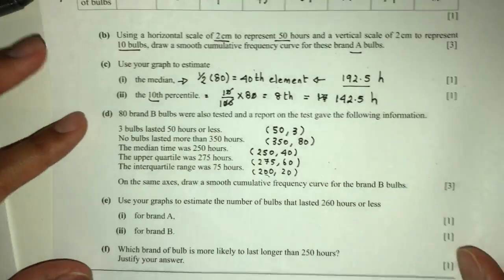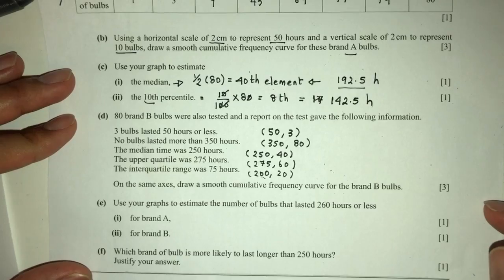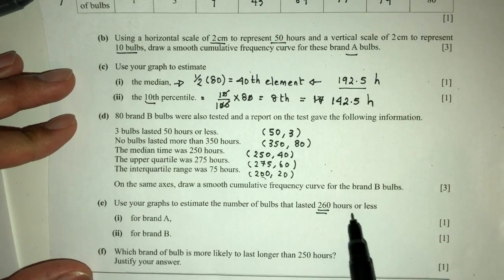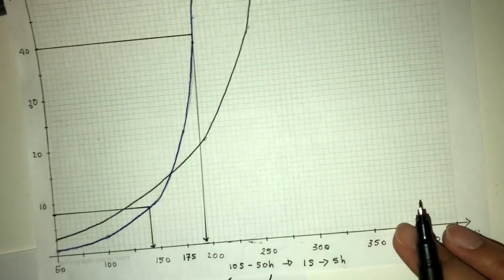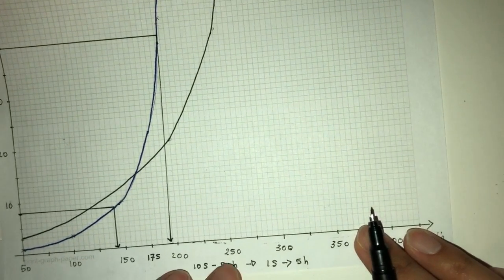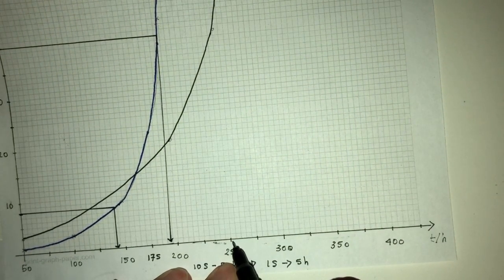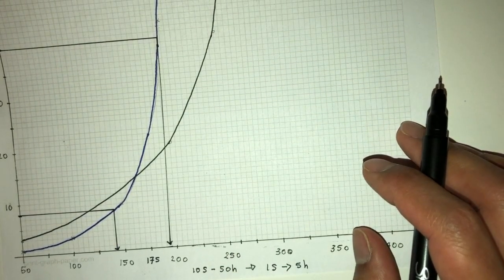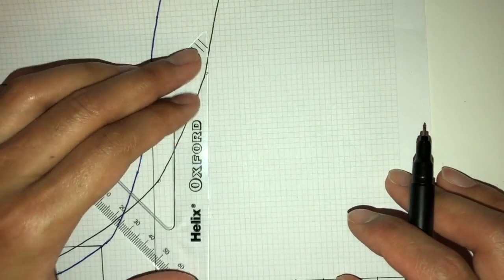Now for part E of the question, we have to look at what? Use a graph to estimate the number of bulbs that lasted 260 or less. Pretty easy. Go to your graph, find out where 260 or less is. So 260, this is 250, 260 will be where? 255, 260 will be right here. So we have to draw a vertical line at that value, 260.